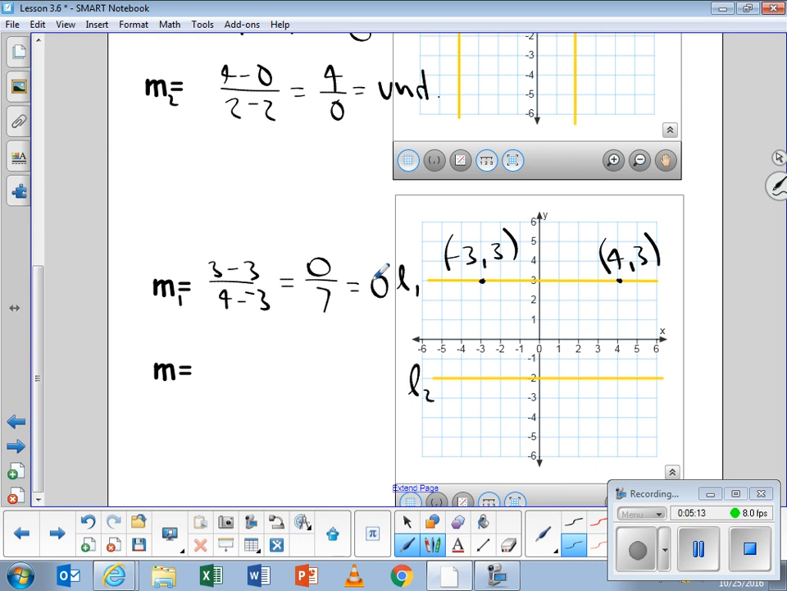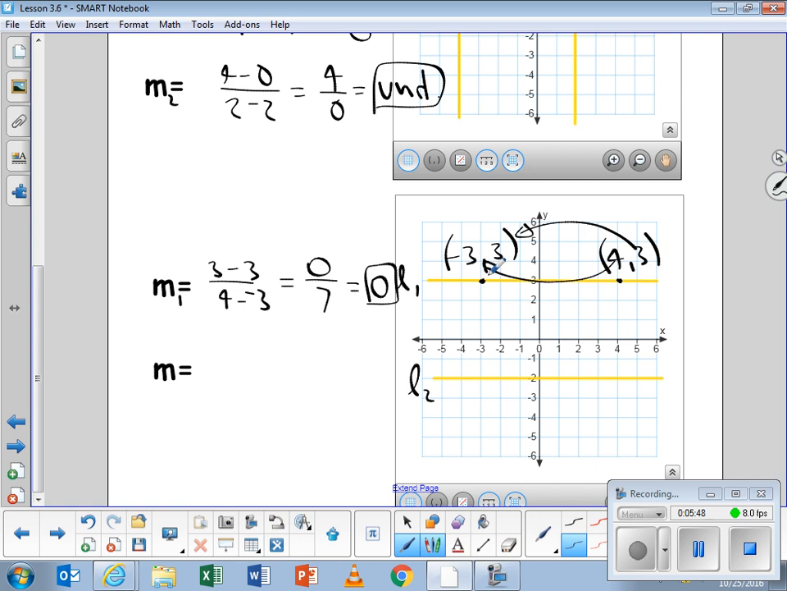That's a different answer than this. A 0 slope is different than undefined slope. 0 slope means there's no rise to the line. Undefined slope means you've been divided by 0. You can't do that. On that you have 4 minus negative 3. It would just be 4 minus 3. No. I went 3 minus 3. Oh, okay, never mind. 4 minus negative 3.